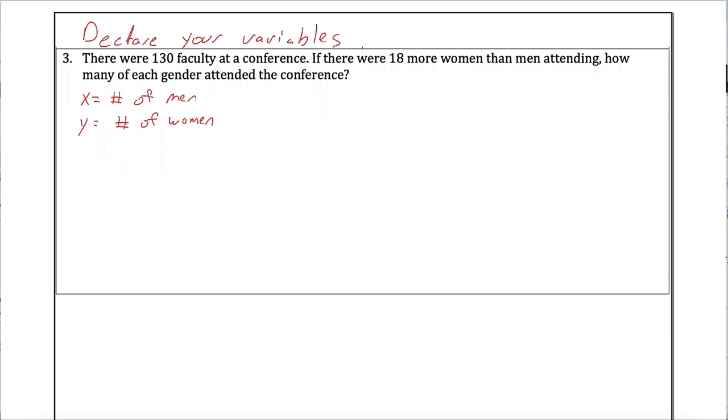Well, if they told us that there are 130 faculty at a conference, they didn't use the word total, but that means the total of all of the men and all of the women add up to 180. They also told us that there were 18 more women than men, so the number of women is equal to the number of men plus 18. And in this case, unlike the last example, I don't have to solve for either of my variables because they already gave me y by itself.